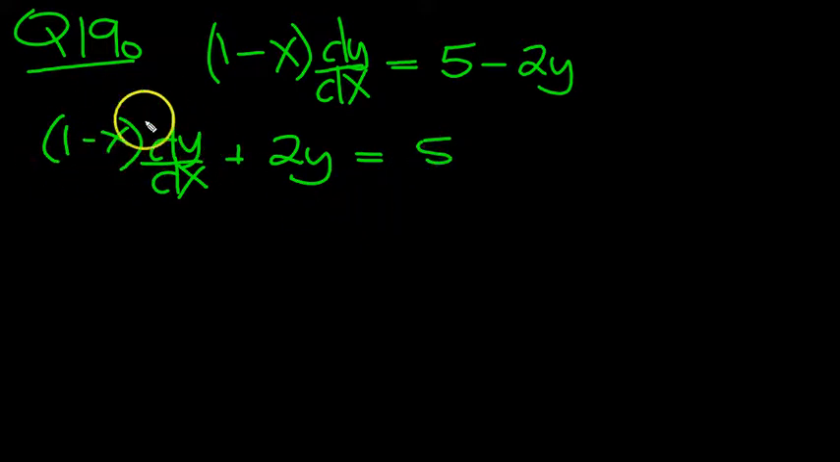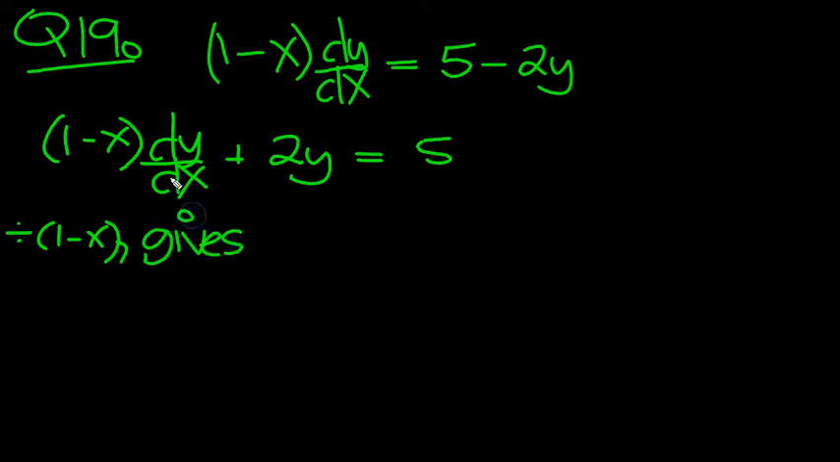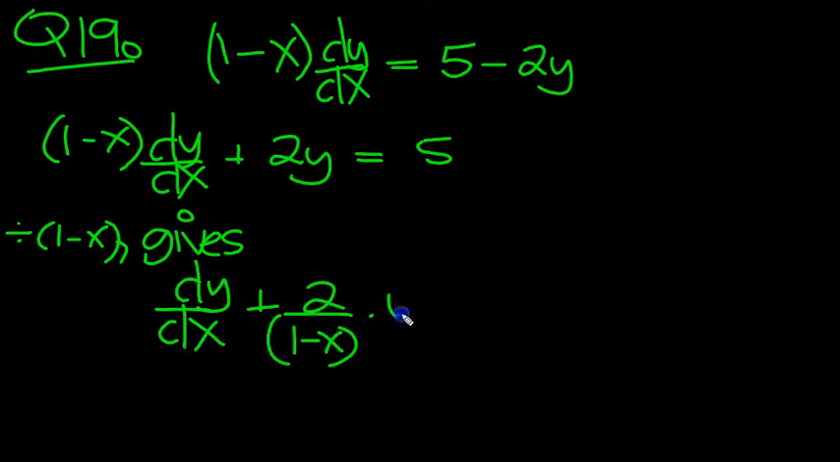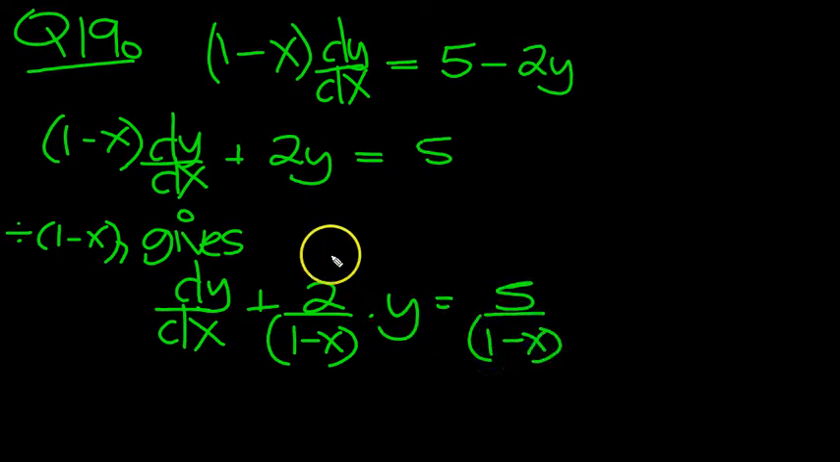Now we're still not in standard form. Let's divide by 1 minus x all the way through then. Gives, so divide this by that, you just get dy dx, plus 2 over the 1 minus x, times y, is equal to 5 over 1 minus x. Now it is in standard form, we can circle the p, so let's do that now. So here it is, and that's p.